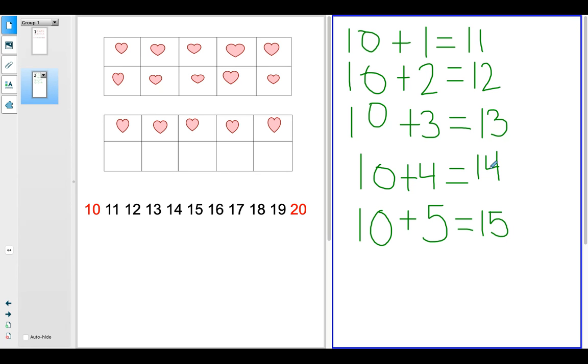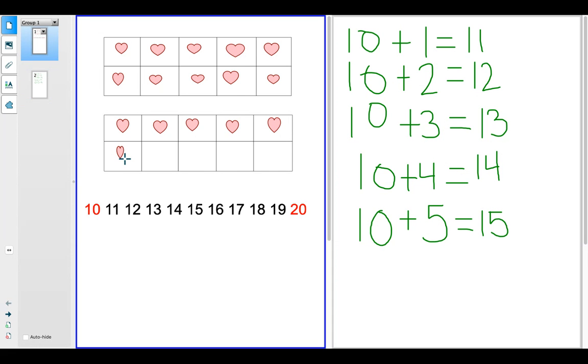So just like 13 and 14, 15 also ends in the word teen. So we know that that is a teen number. 15 is the name that they give 10 and 5, right? 10 and 5 is 15. All right, let's add another one. What comes after 15?